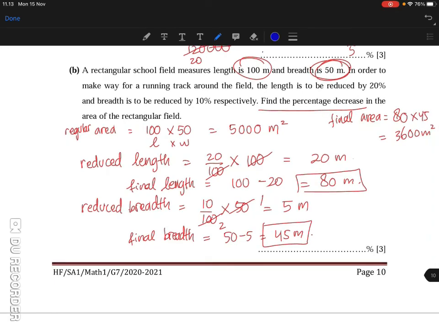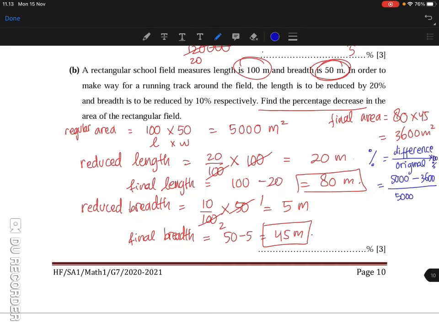Alright, if you want to find the percentage of decrease, it means you have to find the difference between the area over the original area, or the starting area. So the difference here between 5,000 and 3,600, you have to minus the 5,000 minus 3,600 over the original one, 5,000. Multiply it with 100% here, guys.